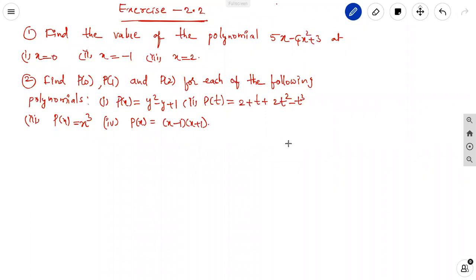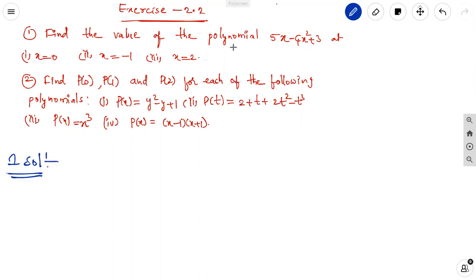Let us discuss exercise problems, that is 2.2. The first question is, find the value of the polynomial 5x minus 4x square plus 3 at x equal to 0, at x equal to minus 1, and third at x equal to 2. First, I am taking the first solution.